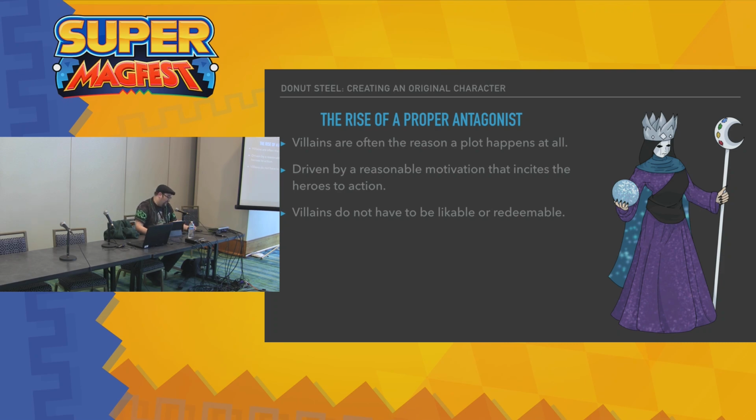Most importantly, in my personal opinion, villains do not have to be likable or redeemable. That seems to be a popular trend we've seen in media these days, where villains have to be sympathetic. We have to be able to understand their goals or their ambitions or why they do what they do, and they can be saved. They should be saved. Not entirely. You can do some very heinous things, and no one owes you forgiveness. Your villain should be not.